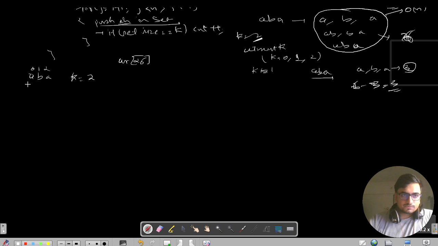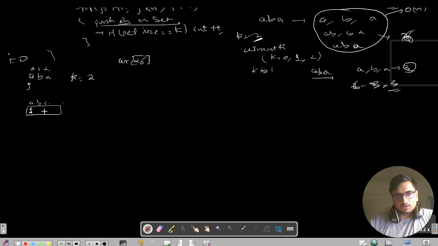So first of all, we will need two pointers. I equals 0 and j equals 0. Here you will mark the frequency of a, right? So it would be a, b and c and so on. Since I have visited the first character, which is a, I'll mark the frequency as 1.